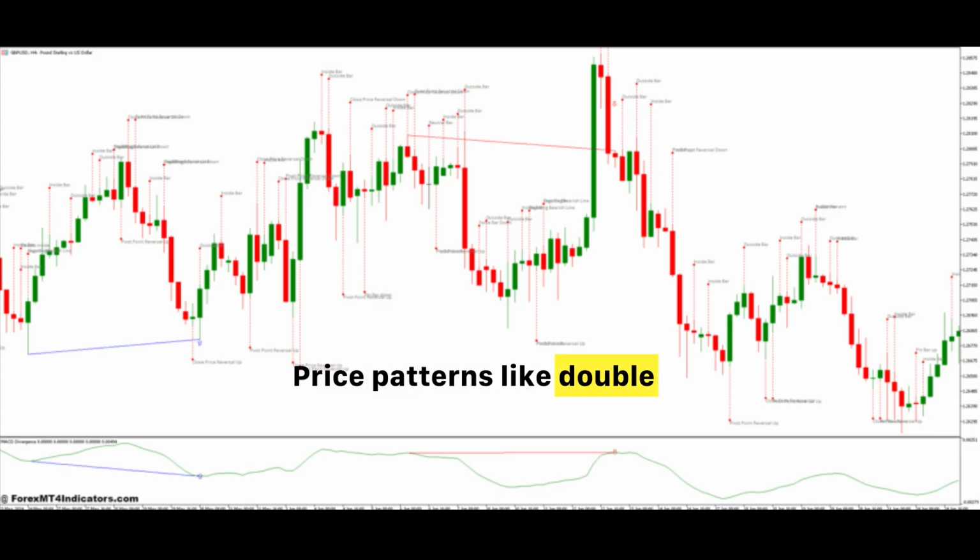Price patterns like double tops, double bottoms, head and shoulders, and breakouts show where the market might reverse or continue. MACD divergence confirms real momentum change, meaning you're not just guessing based on pattern alone.